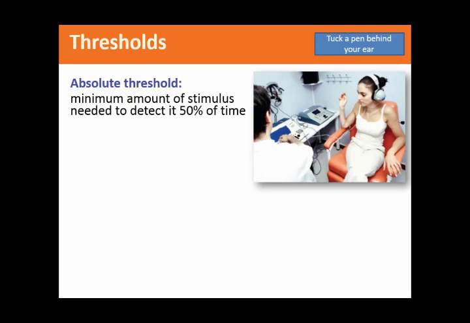Okay. Now there are different thresholds at work in our sensory system. One is what we call the absolute threshold. The absolute threshold is defined as the minimum amount of stimulus needed for you to detect it 50% of the time. That's not a huge achievement. You're noticing it half the time, the other half of the time you're not noticing it. So it's the minimum amount of stimulus needed for you to detect it 50% of the time.